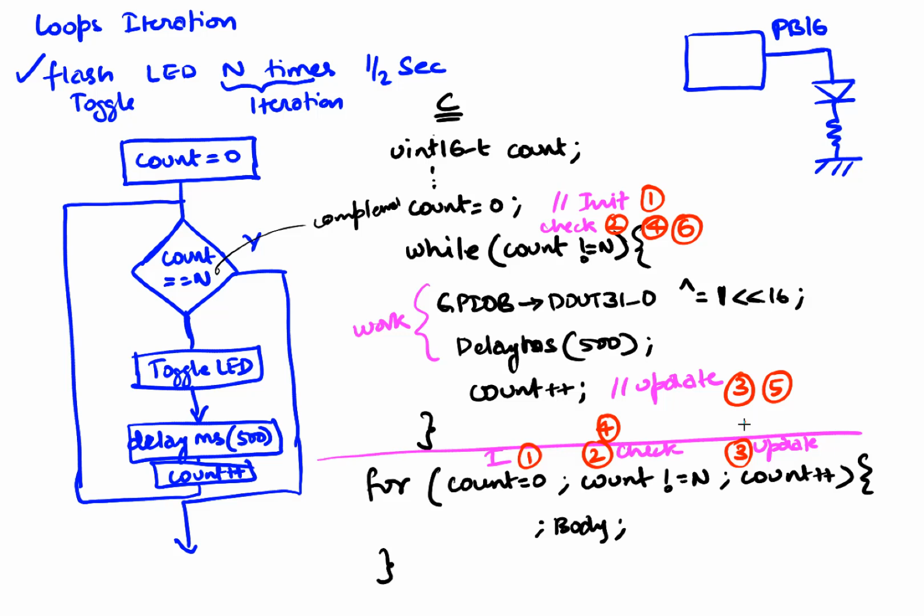So Ramesh, what would happen if n were 0? So in this example, if n were 0, what would happen? If n were 0 to start with, immediately this condition will be false, and we never get in. Oh, so you never toggle at all. We never toggle at all. Okay, that's what I wanted.